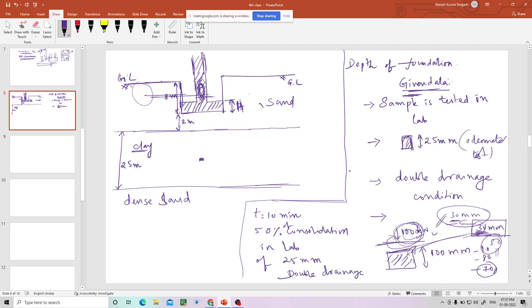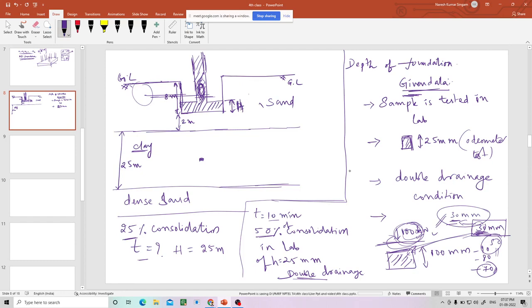Now what is the question? Question is 25% of the consolidation, for this, how much time in the field? Okay, in the field, what is the height of the clay? 25 meter, whereas here 25 mm, and here 50%, here 25%, here 10 minutes. We don't know what is the time, we have to find out in days. Now, whether it is double drainage in the field also or not, we will see. So I'll explain first.